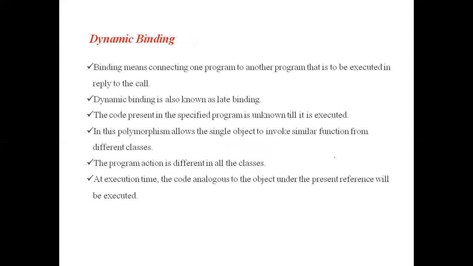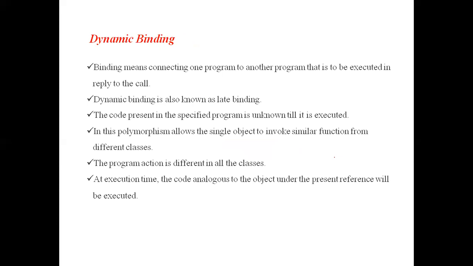When we come to polymorphism, one thing with many forms, using the same name for two or more functions is called polymorphism. Polymorphism is of two types: compile time polymorphism and runtime polymorphism. Compile time polymorphism is also known as static binding or early binding. Runtime polymorphism is also known as dynamic binding or late binding.